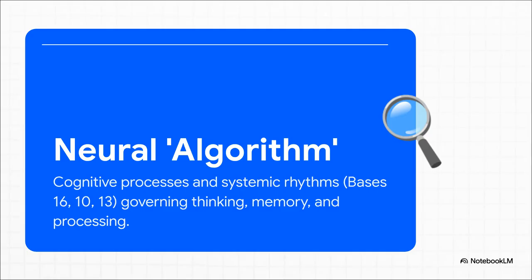So the first thing you have to wrap your head around is the central metaphor he uses. Verhage sees his mind as running a neural algorithm, and we're not talking about some simple little program here. This is a deeply complex set of cognitive processes and systemic rhythms, and he even codifies them using things like Base 16 from computer science. This algorithm is what governs everything: his thinking, his memory, his spatial processing, the whole shebang.